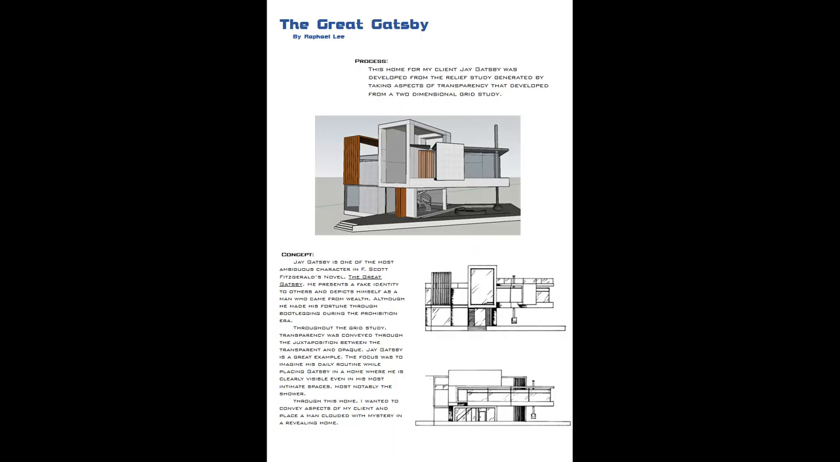Throughout the grid study, I was able to show transparency by juxtapositioning what is clear and what isn't. For example, the opaque shaded regions and borders around what is transparent, and this kind of fit exactly with Jay Gatsby, a man who is very shrouded, covered in darkness. By placing him inside a transparent home, you could see what is transparent and what isn't. So he acts as basically the grid showing the transparency of the home.